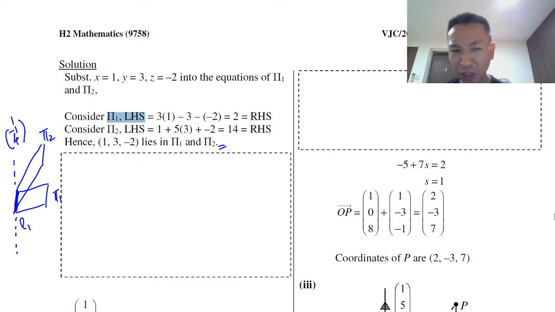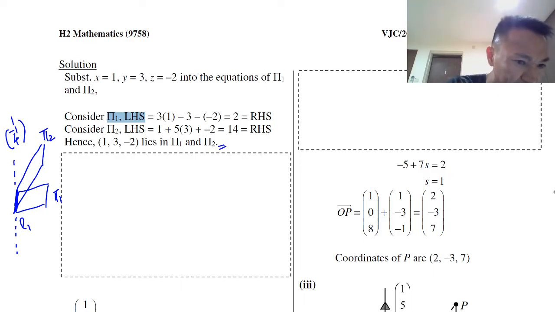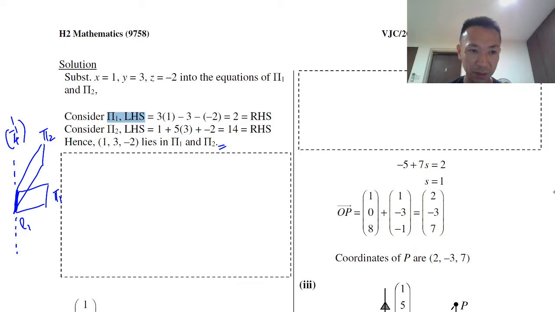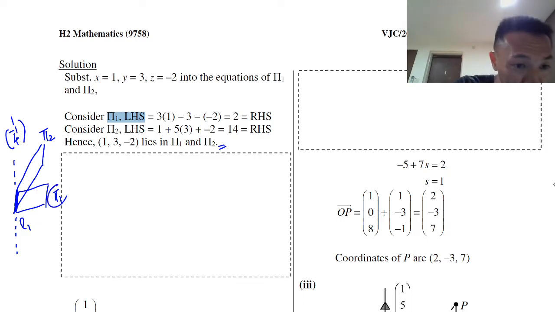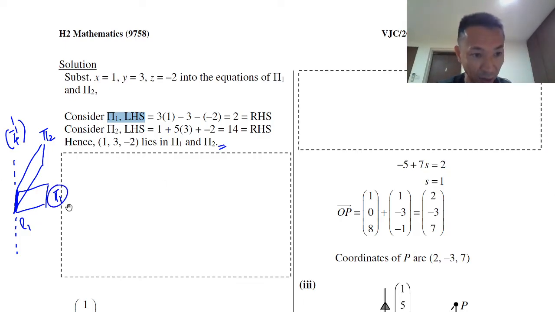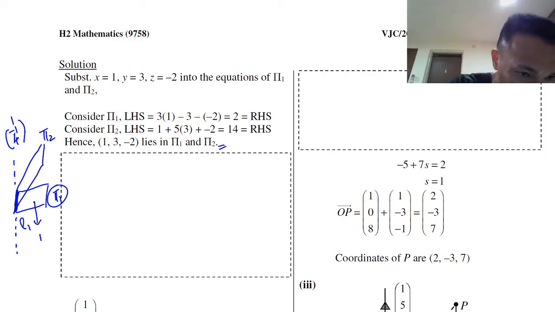How do you find the direction vector of the intersection between two planes? Now, this direction vector, this line, surely is perpendicular since it lies on pi 1. Right? This line lies on pi 1. Surely the direction vector should be perpendicular to normal 1.